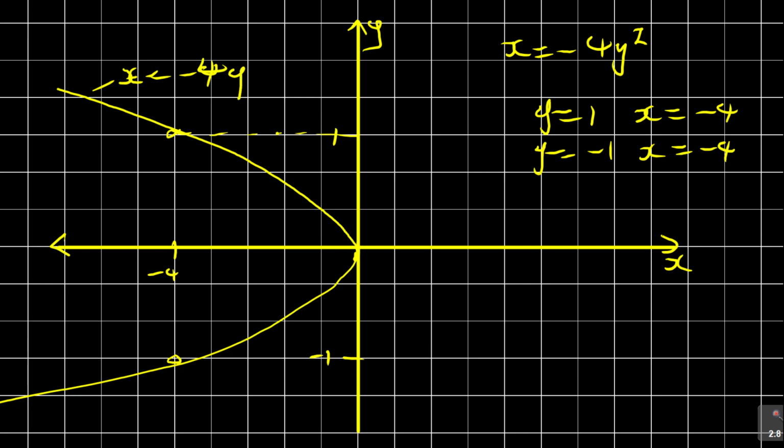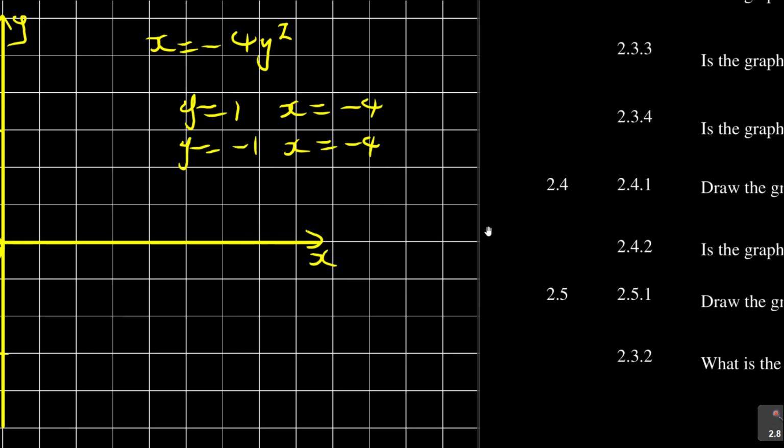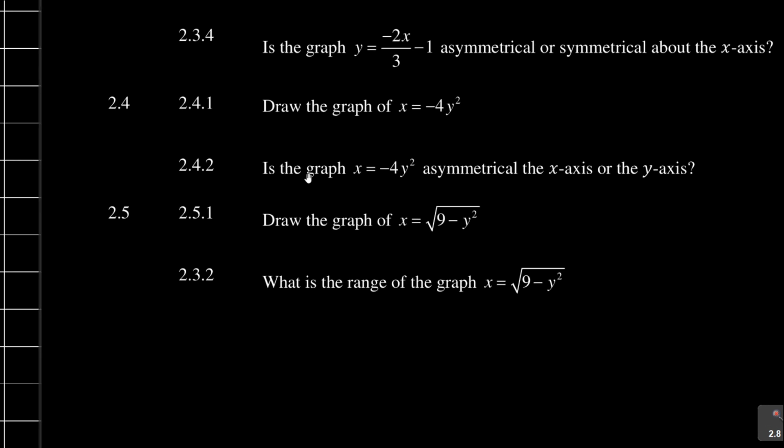4y squared. Now look at the questions they brought in here also. Is the graph of -4y symmetrical about the y-axis? I think I copied this wrong. It's supposed to say, is the graph of x is equal to -4y squared symmetrical about the x-axis or y-axis? Come and see that.